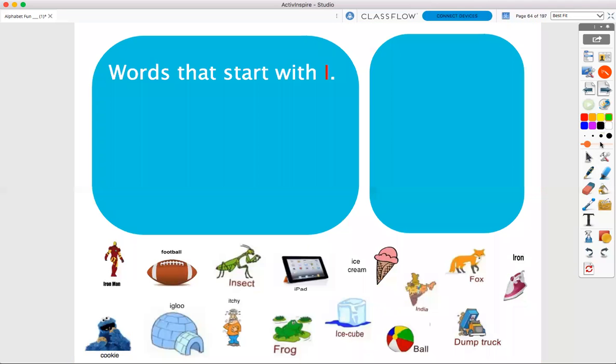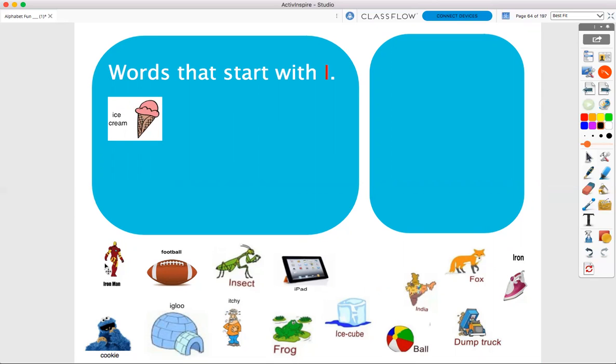Great job. Okay, now we are going to talk about words that start with I. Words that don't start with I, we're going to put right over here. Now, the letter I can be tricky because sometimes I says I, and sometimes it says I, like ice cream. Ice cream starts with I. So you have to listen for I, or ice cream.